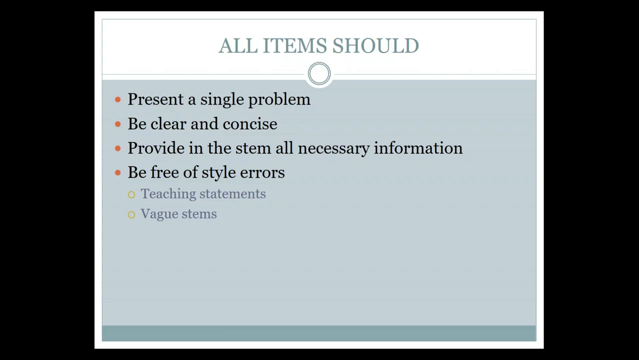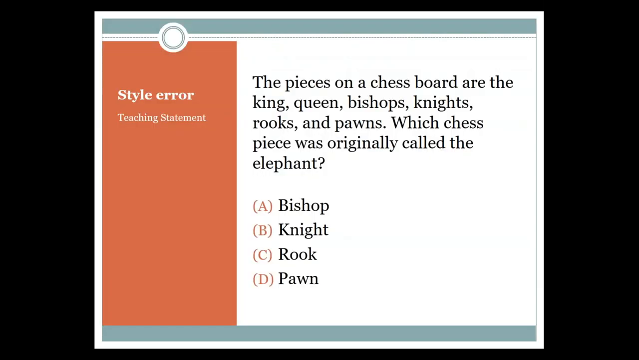On the flip side of that coin, we want to provide all the necessary information in the stem to answer the questions. Candidates should not have to make assumptions. For application level questions, they should make logical conclusions, but we don't want them to have to assume or guess. And finally here, we want to be free of any style errors like teaching statements and vague stems, which we'll see an example of right here.